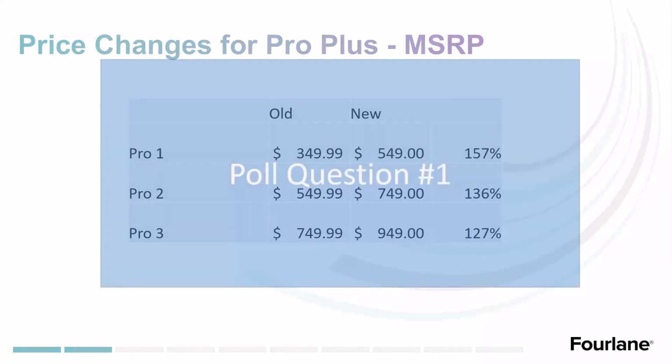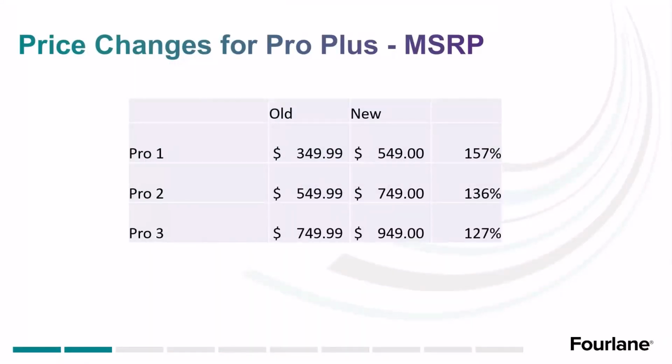Okay, so let's talk about price changes. I don't know if everybody has seen the new price changes for Pro Plus and Premier Plus, but it's a pretty significant difference. This is MSRP that I'm talking about today, and there are a couple of changes coming up. Let me take you through this. A Pro single user last year, MSRP, was $349.99. A Pro single user as of yesterday, or when 2023 comes out for the end user, is $549, so a 157% markup.